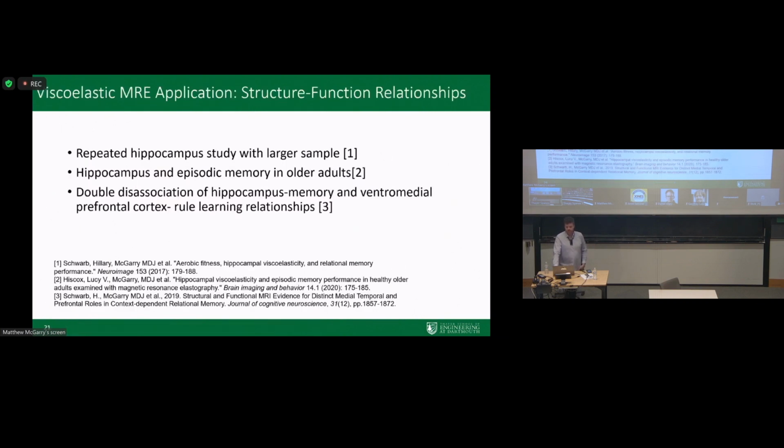So we've done this in a few other things. We repeated the first hippocampus study in a larger sample. We've tested the hippocampus and episodic memory in particular in older adults, and we've found these same relationships. And then we've also done another double dissociation of the hippocampus and memory with a different structure called the ventromedial prefrontal cortex, which is associated with rule learning.